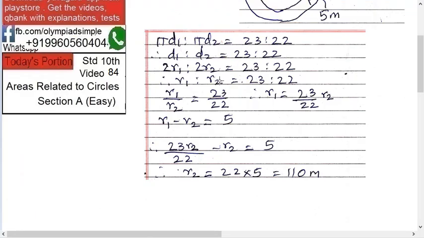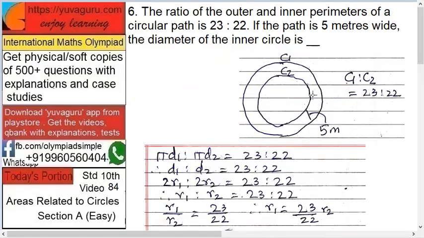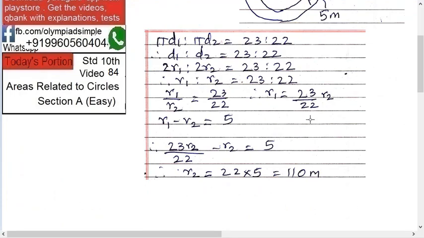Therefore r1 upon r2 equals 23 by 22. So r1 upon r2 you know now, 23 by 22. Therefore r1 equals 23 by 22 into r2. After this it's clear. But what's given? The difference is 5 meters. So r1 minus r2 equals 5 meters.